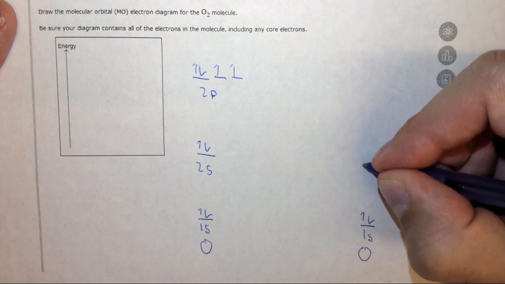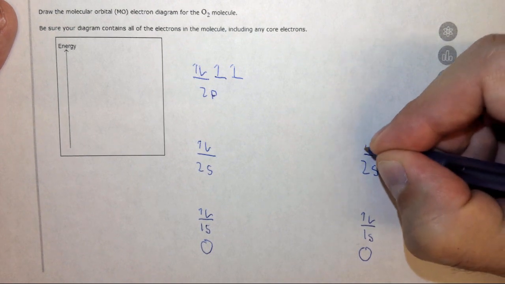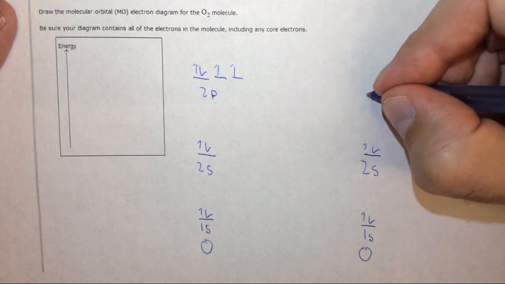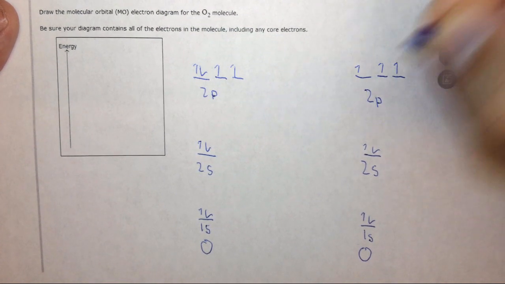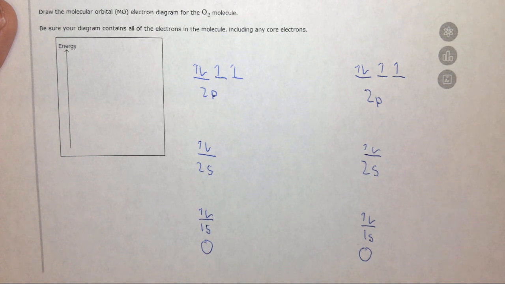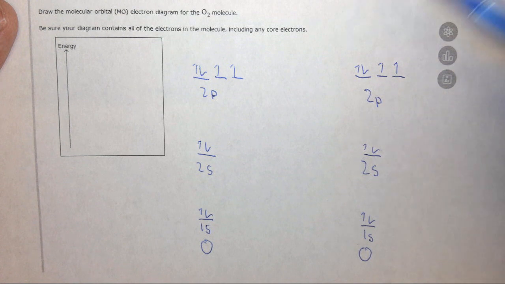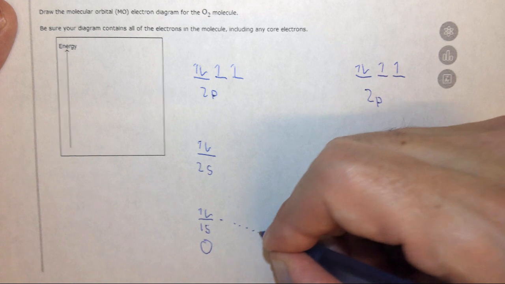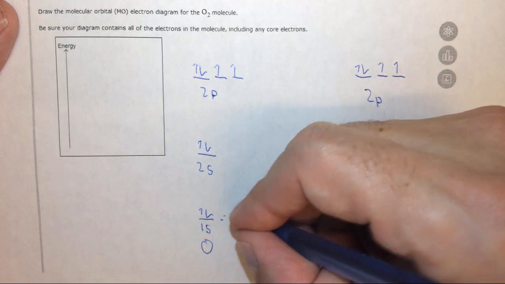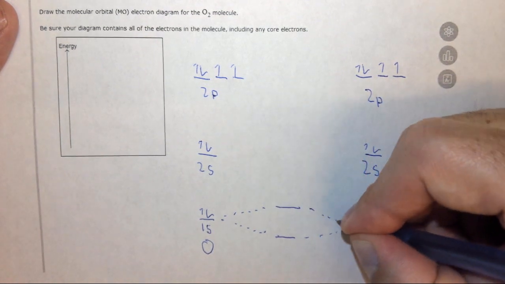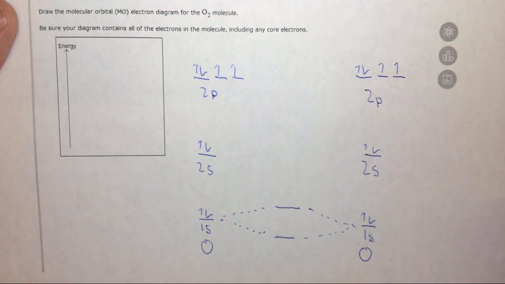1s2, 2s2, 2p4, like so. Now we want to combine these atomic orbitals into molecular orbitals. And we can have regions of constructive interference, which are lower in energy, and regions of destructive interference that are higher in energy. S orbitals can only form sigma bonds.